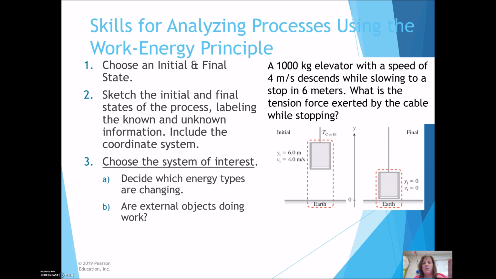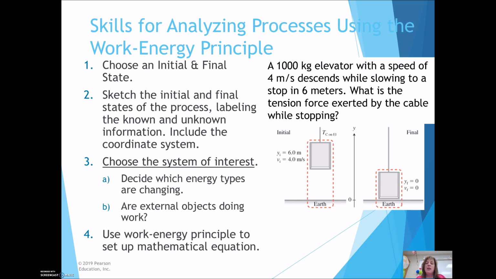I like to put the Earth in the system all the time, because then changes in gravitational potential energy are easier for me than doing the force of gravity times distance for work. And then we just set up our equation: initial energy plus work equals final energy. So I have some initial gravitational potential energy. I have some initial kinetic energy, right? It's moving. And I have work being done by the cable.